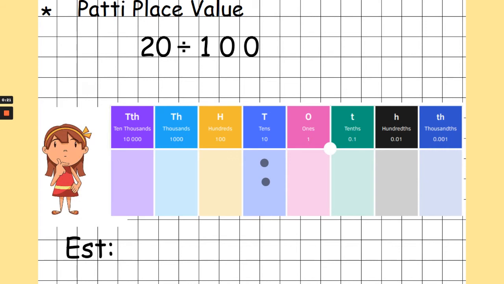So we are starting with Patty place value and she wants to know what 20 divided by 100 is. If we look at our place value chart, we have 2 dots in the tens column because we're looking at 20 and we're dividing it by 100. Estimate your answer, please. Pause the video now.